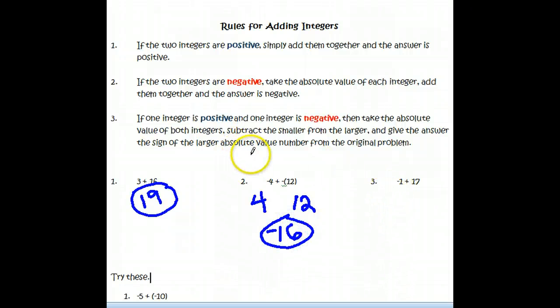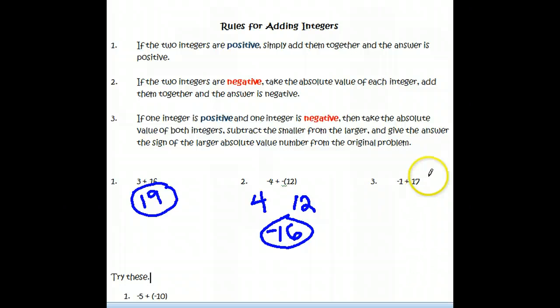All right, then number 3. If one integer is positive and one integer is negative, then take the absolute value of both integers, subtract the smaller from the larger, and give the answer the sign of the larger absolute value number from the original problem. Now that sounds really complicated, but once you've done a couple of these, it turns out it's not that difficult.